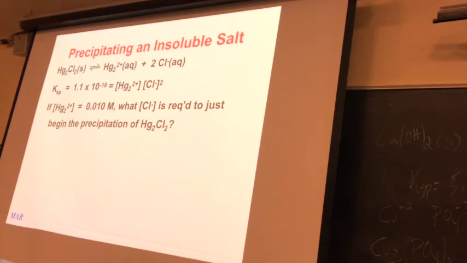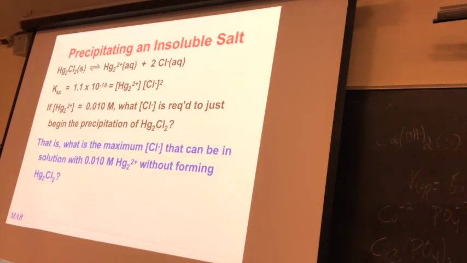Anyway, the question at first is, we've got a KSP value here. And we don't necessarily want to find the solubility because we already have some mercury present. But what we'd like to do in this case is solve for the chloride. So KSP equals mercury times chloride squared. And if this is the concentration of mercury, we'll put it right in there. We're essentially going to solve for chloride ion in this expression.